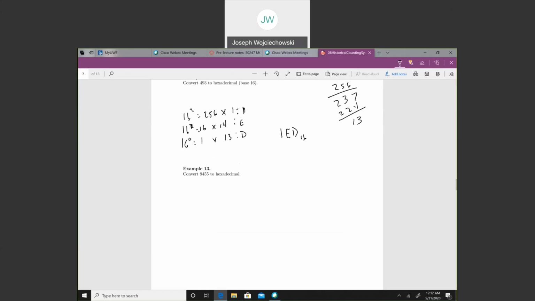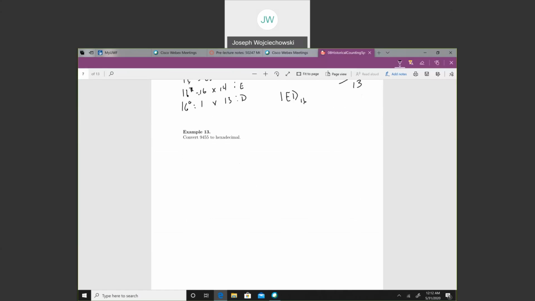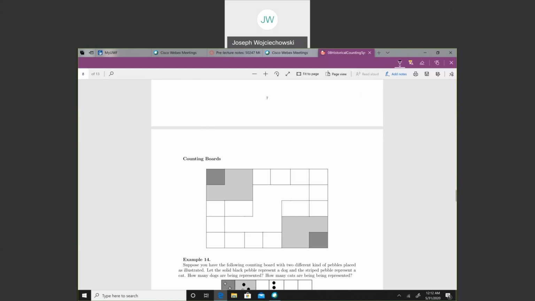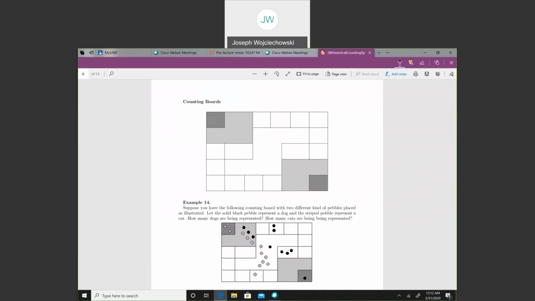Again, problem 13 is done the same way, so I'm going to leave that to you. And we'll move to counting boards. Okay, so counting boards are interesting.